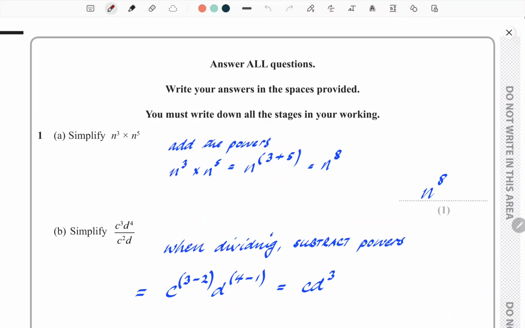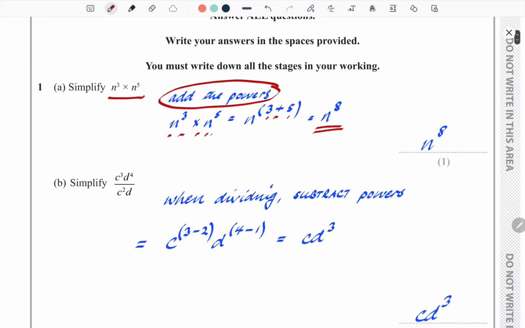Okay, question number 1, all about indices. And in this, it's fairly simple. Remember, when you are multiplying powers, numbers with powers on them, you are going to add the powers, all right? So in this case, n to the power 3 times n to the power 5, add the powers, 3 plus 5, and your answer is n to the power 8. All right. And next one, simplify.